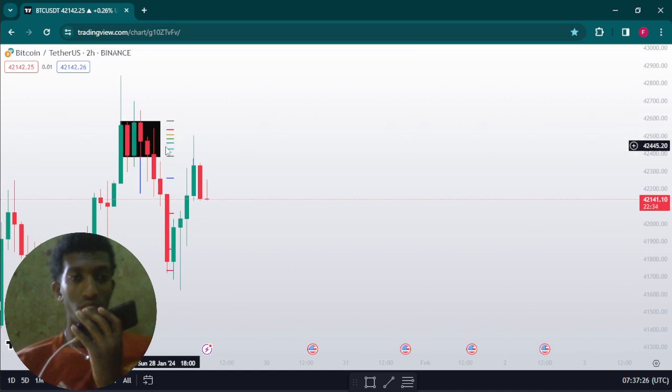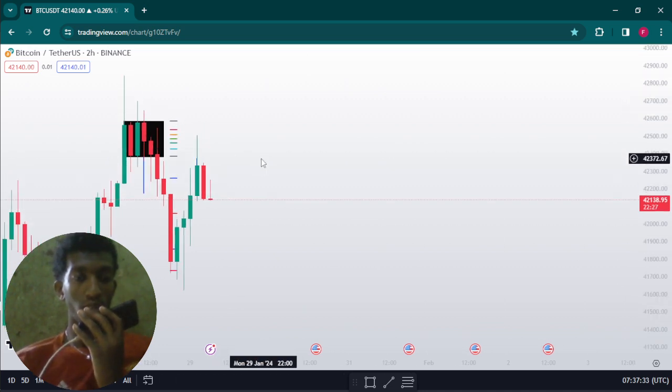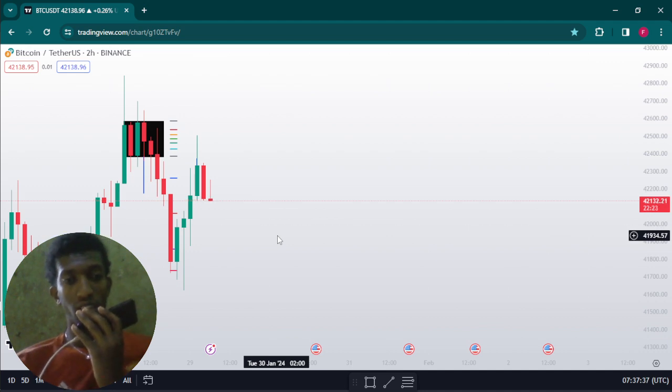I simply measured the head. I connect the body, and the body is not the wicks. The wicks, if they are not equal, they have no importance at all.